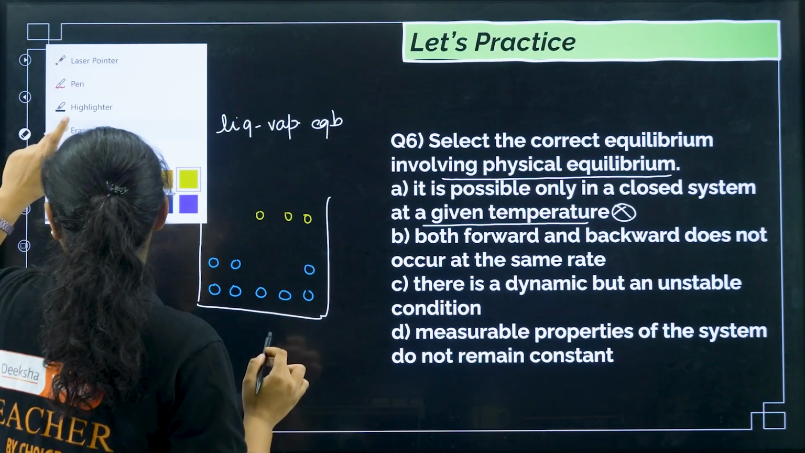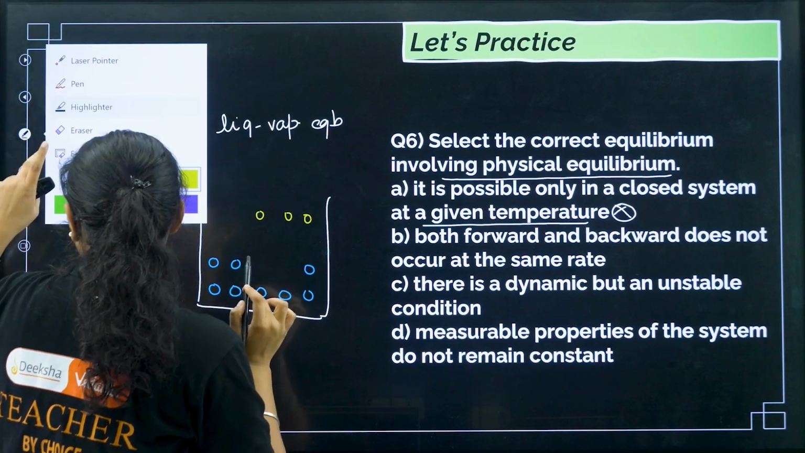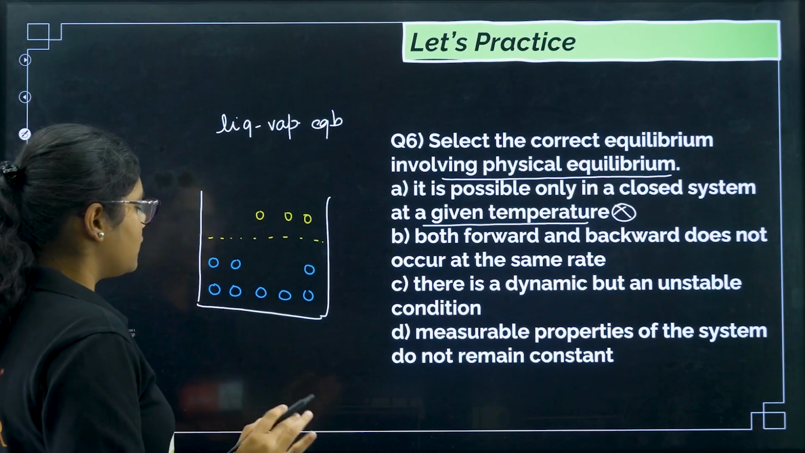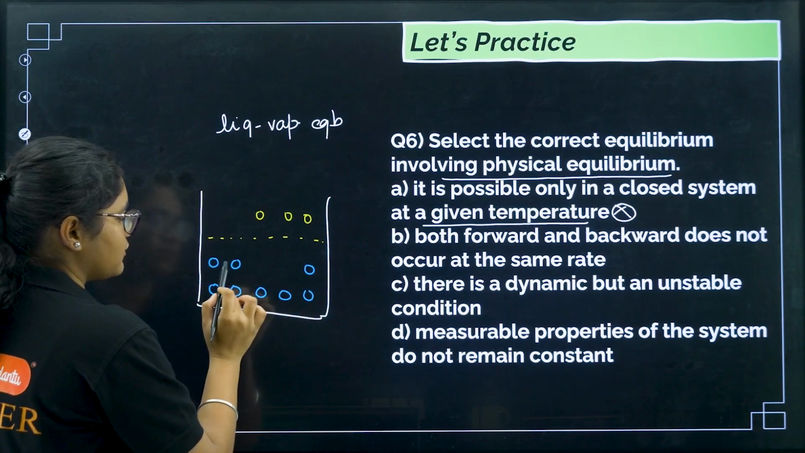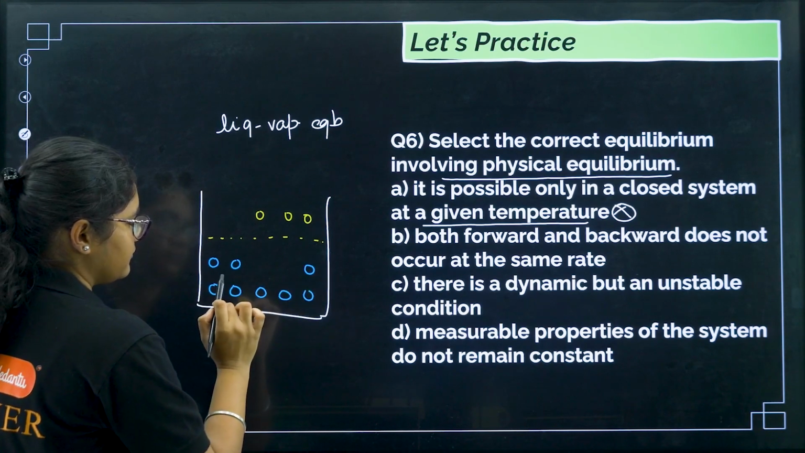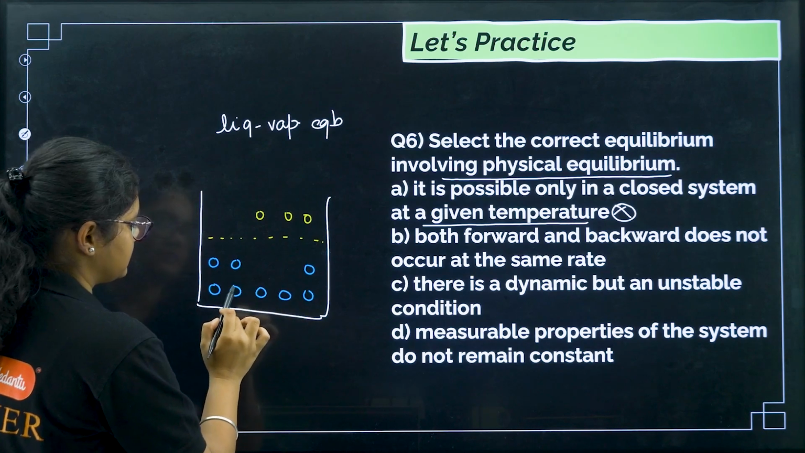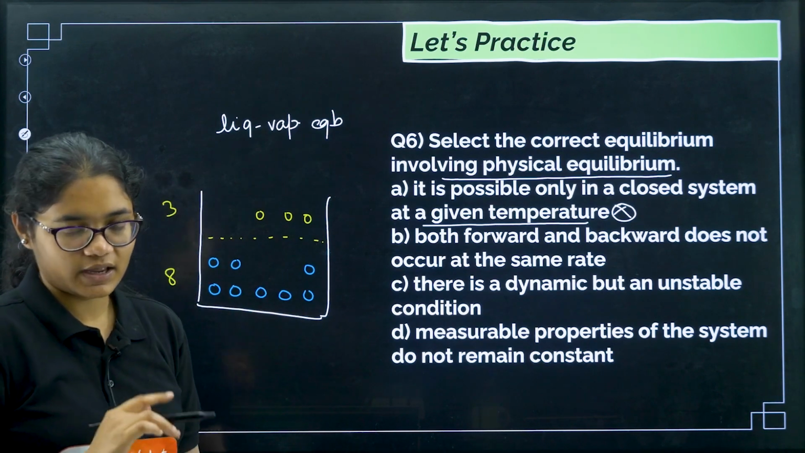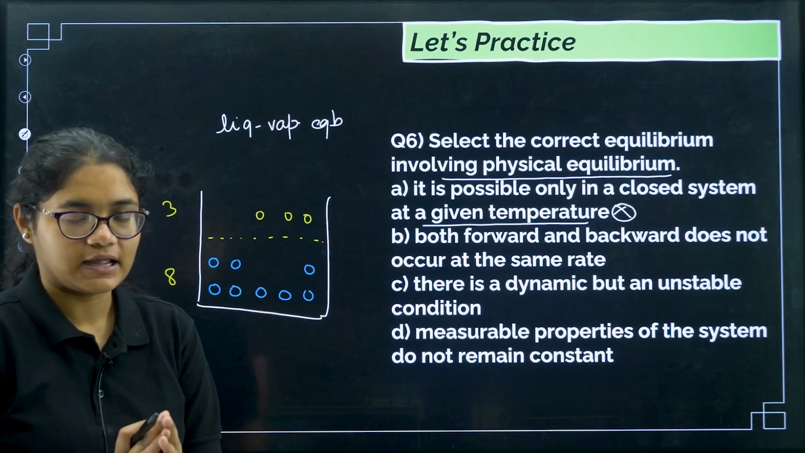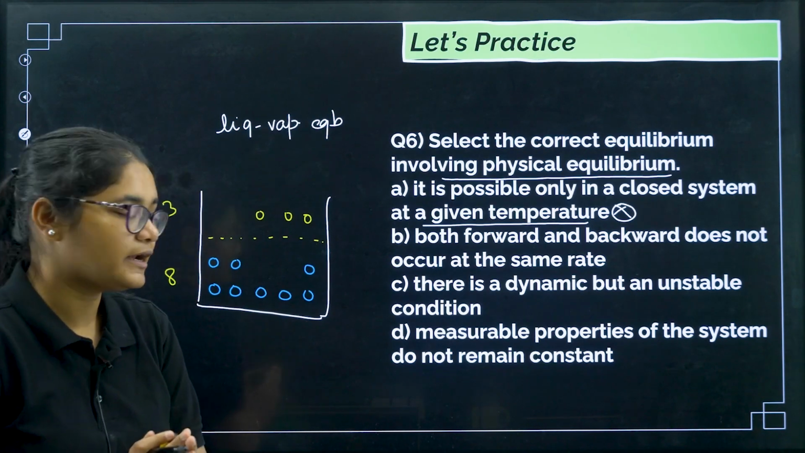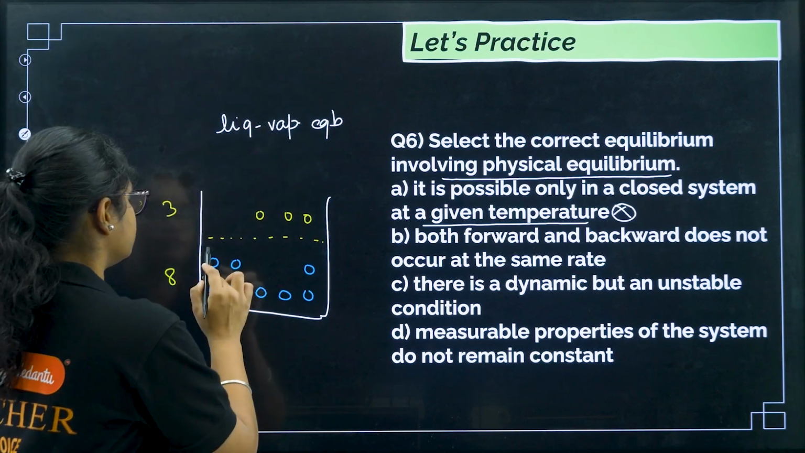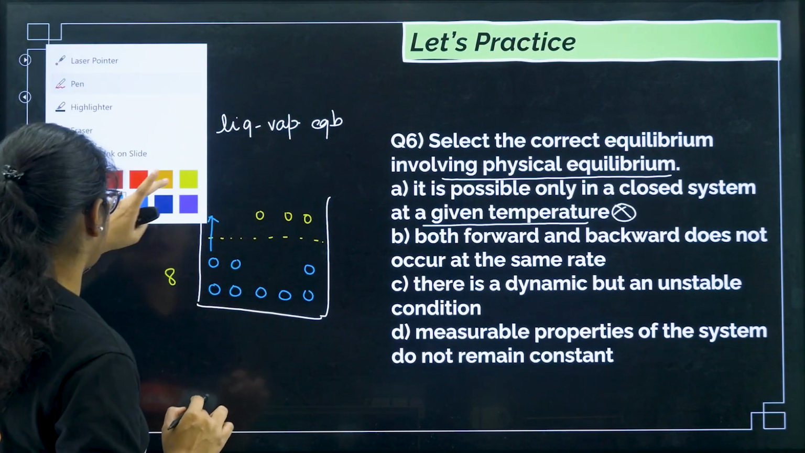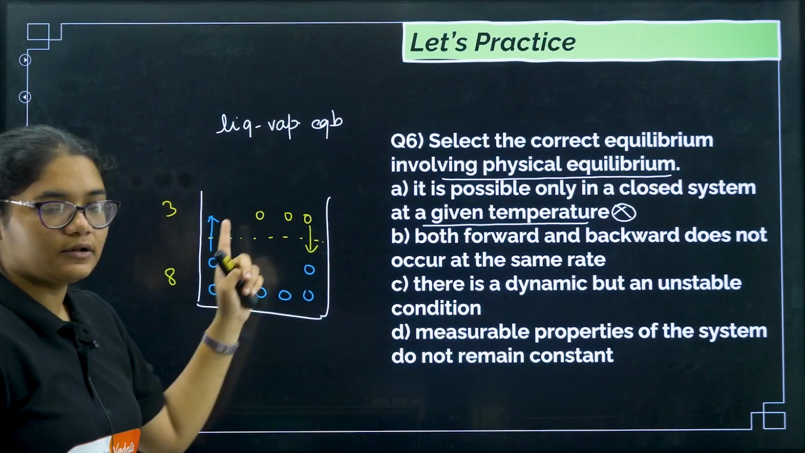Now see, what is the number of molecules in the water phase? 1, 2, 3, 4, 5, 6, 7, 8 molecules are in the water phase and 3 molecules are in the vapor phase. And after this suppose equilibrium is attained. Now what do you mean by that the equilibrium is attained now? Now if one molecule goes to the vapor phase, at the same time one molecule should come back to the liquid phase.